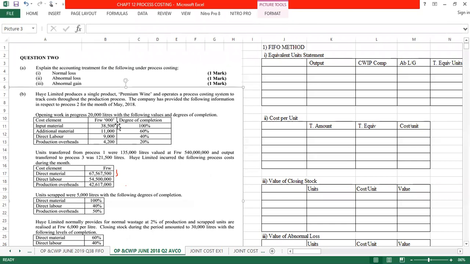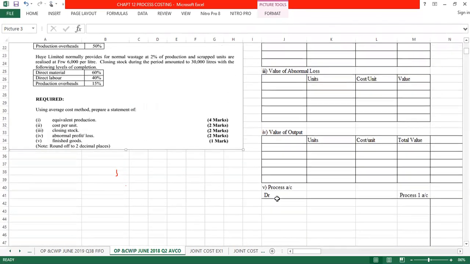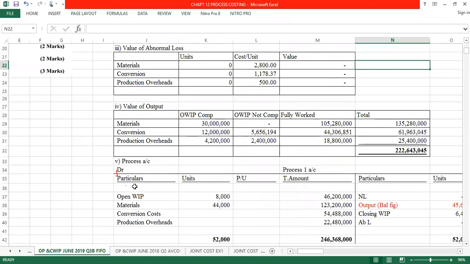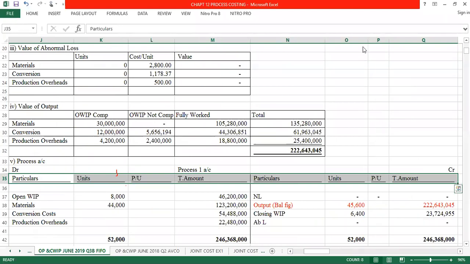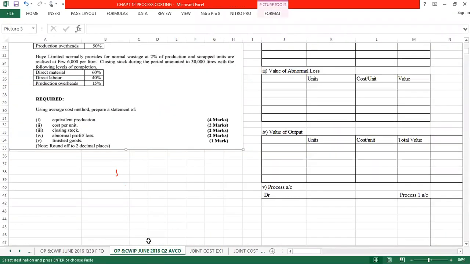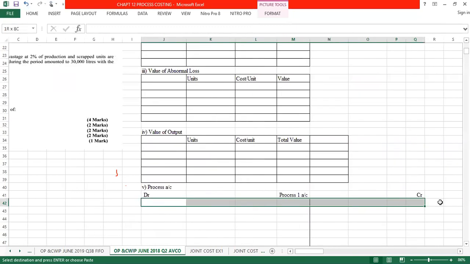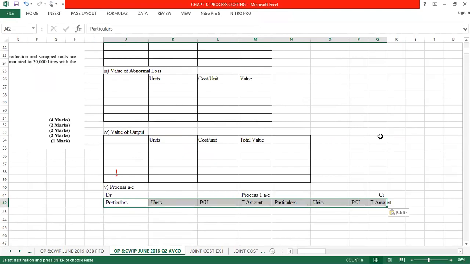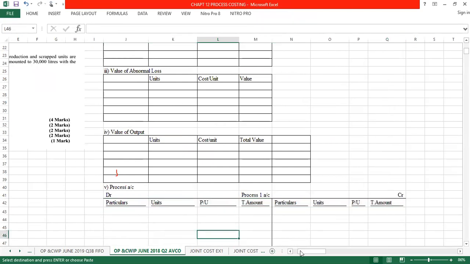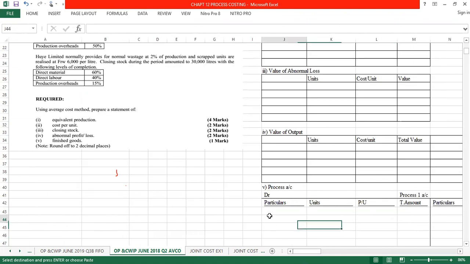Opening work in progress is 20,000 liters. Even though we were not told, let me just prepare it. If you have not been told, it may not balance, but we will just confirm. If you have not been told to prepare it, take note that also in exams, it may not balance. But I'm just completing the question.